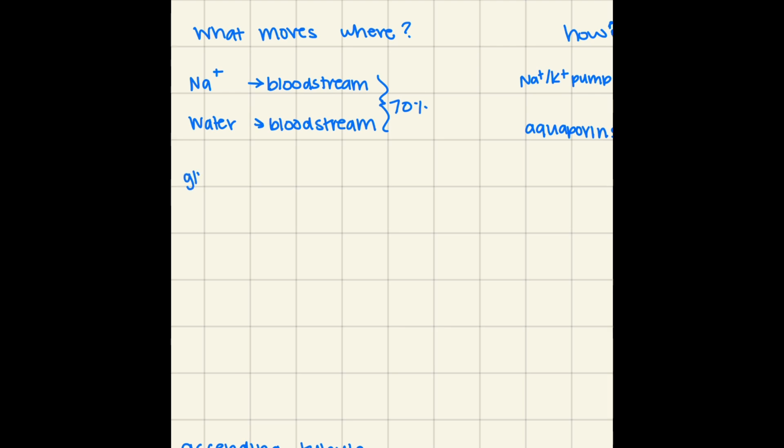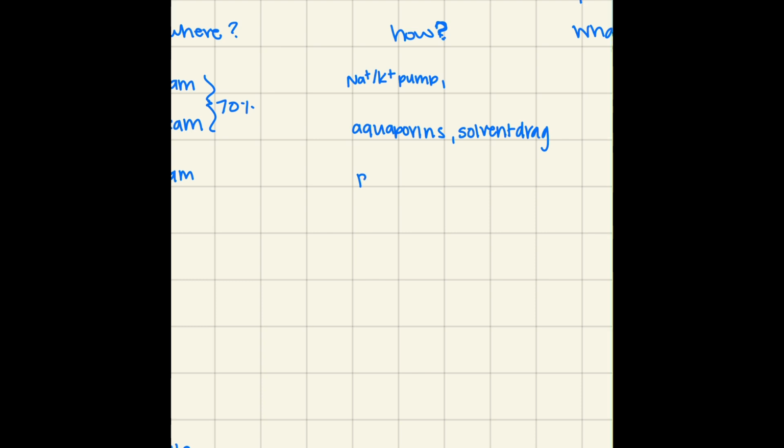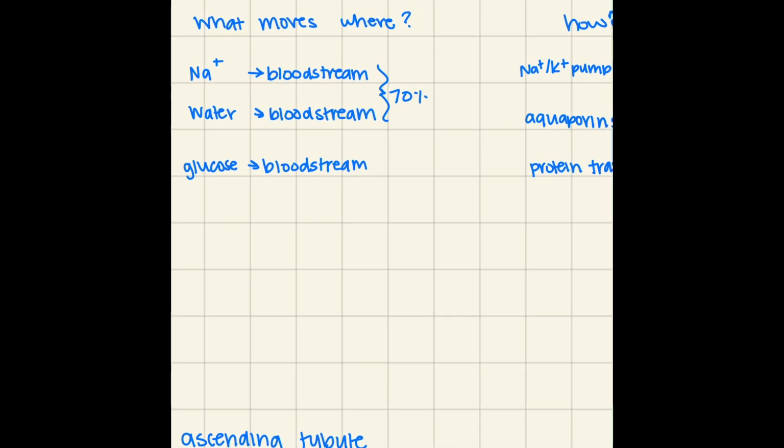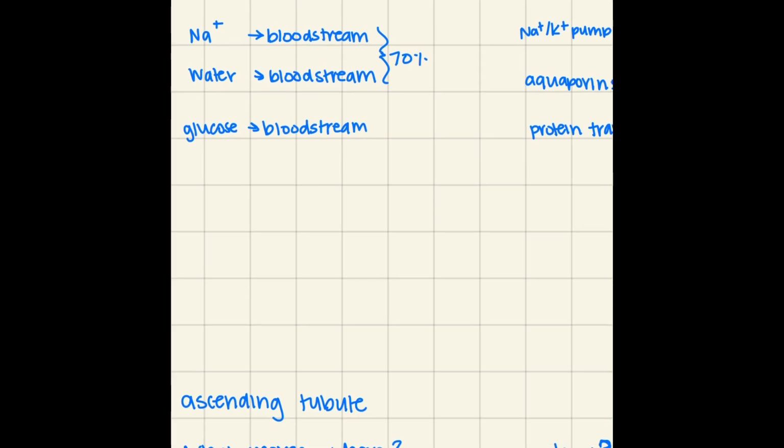Okay. Glucose moves to the bloodstream as well, from the lumen to the bloodstream, and this moves via a protein transporter. We have a pretty good amount of glucose transporters. These are not very easily saturated. So if you're saturating your glucose transporters and peeing out glucose, you probably are diabetic. Like I said earlier, I'm just going to say it all the time.